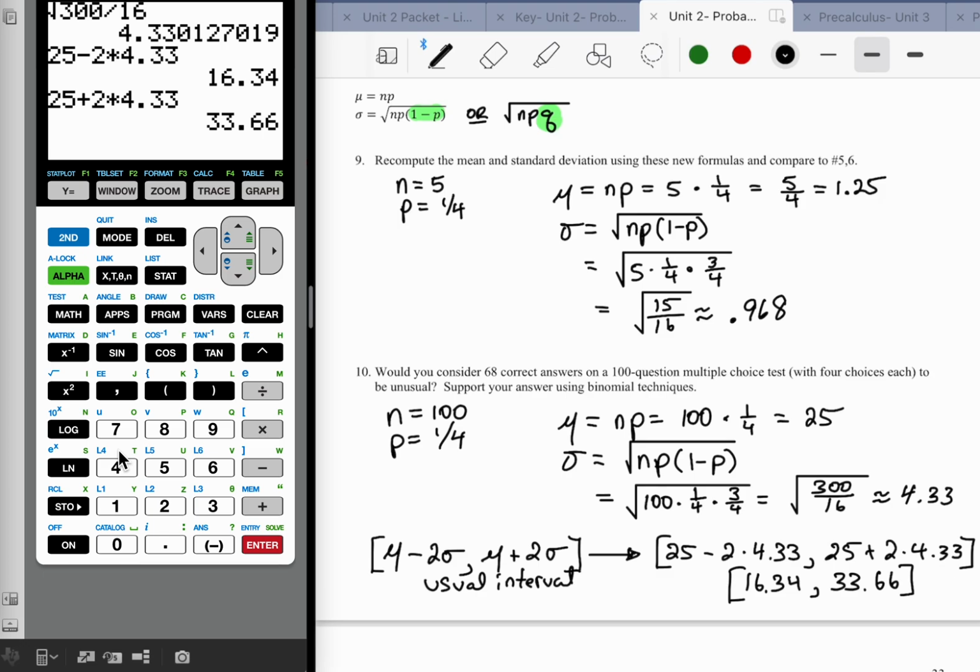So 68 would be unusually high. So if a student got a 68, the teacher is suspicious because they think the student isn't studying. All right, and they rocked a solid 68, and they're like, how'd you do that? All right, so long story short, 68 is unusual, but there's a lot more to it than that.